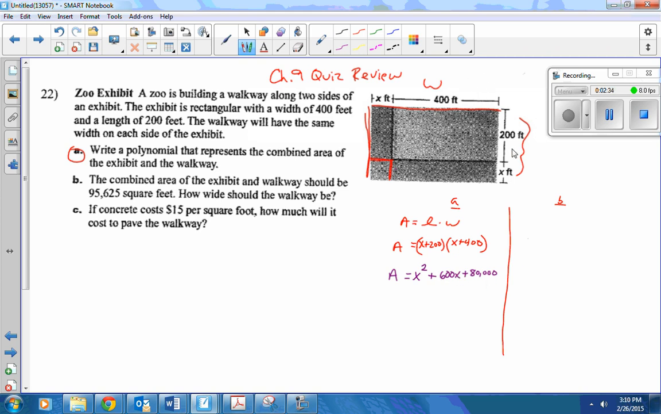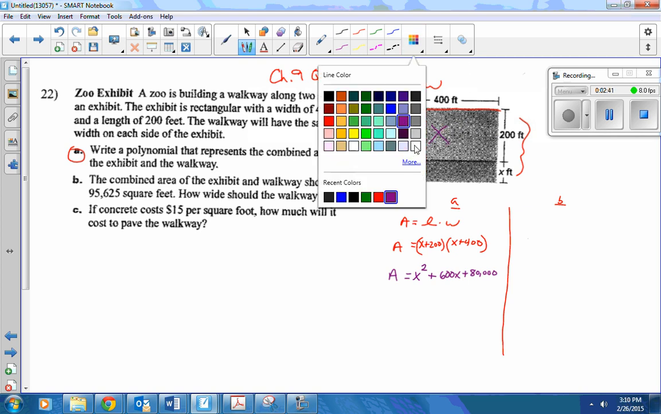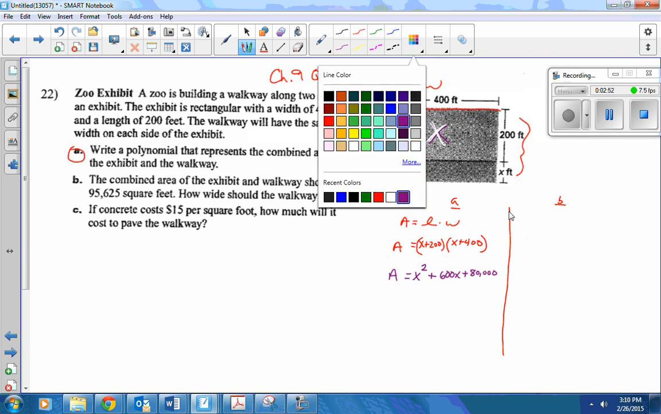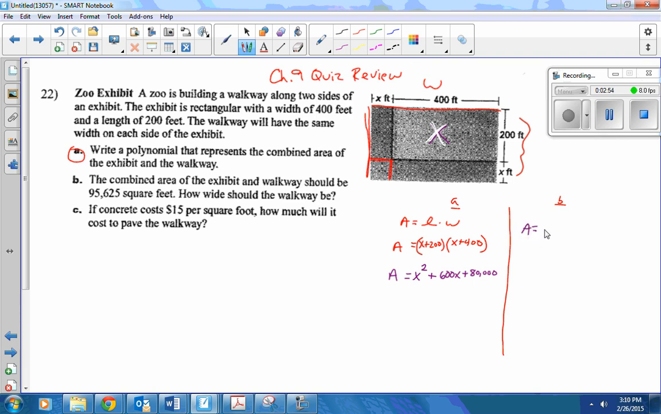But another way of looking at it is you've got several different parts. You've got this whole area of the main building right here, and this is 400 times 200, so that makes 80,000. So the area is made up of 400 by 200, so that's already 80,000.